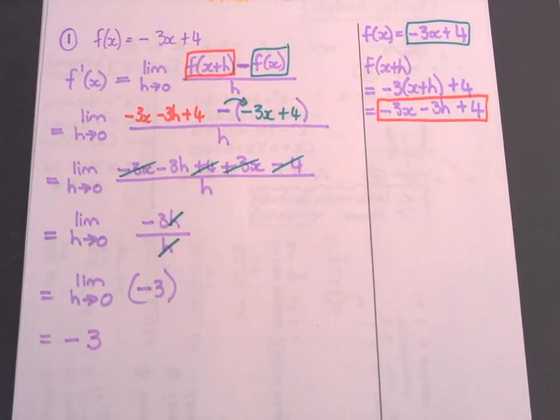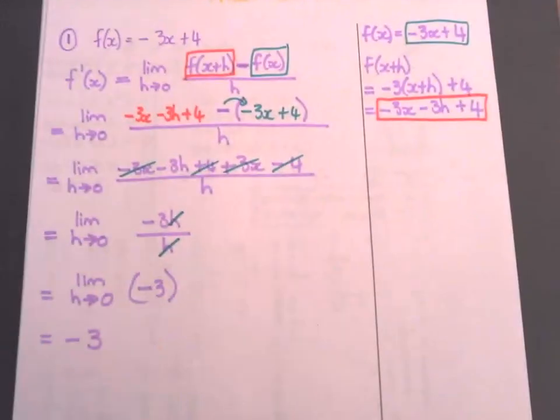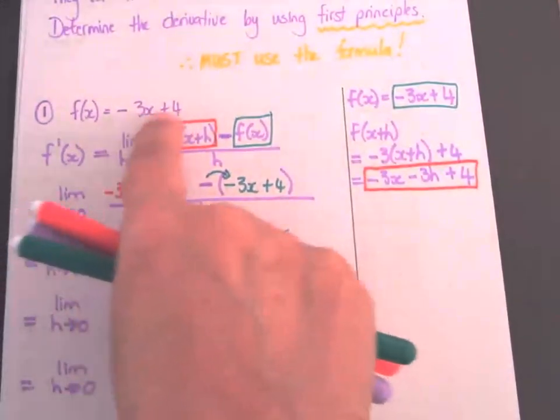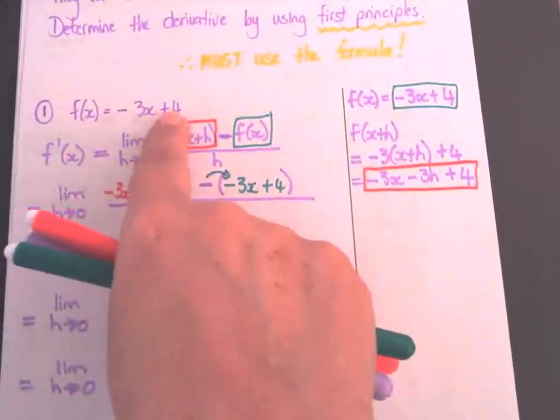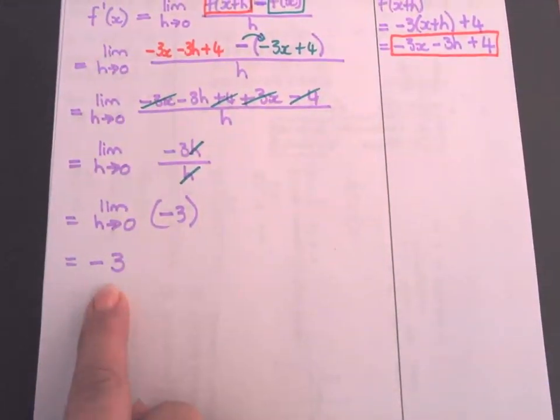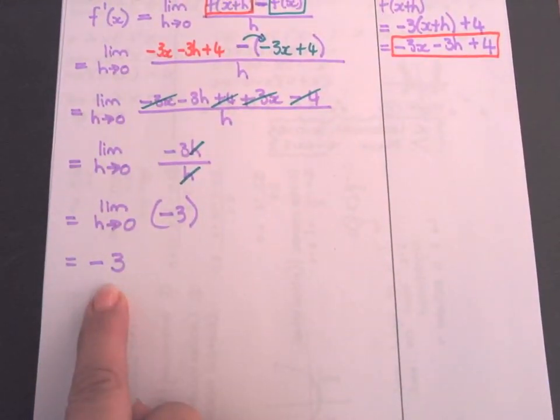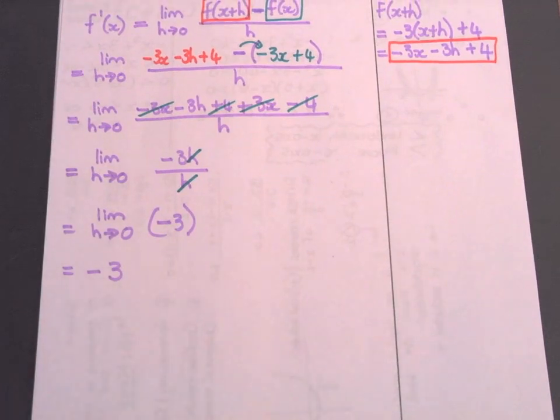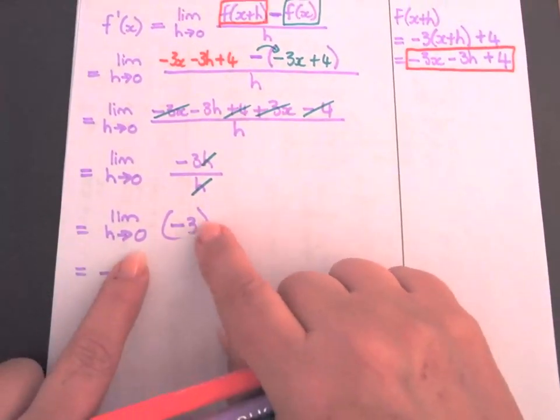This means that the gradient of that function at a specific point is negative 3. So you have to put the notation when you substitute. Only when you substitute in, you lose the notation. I didn't have to substitute because there's no h.